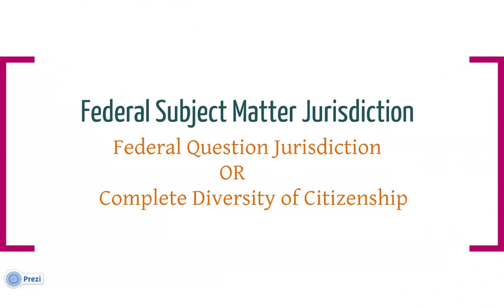Now, we're going to talk about federal subject matter jurisdiction. There are two types of subject matter jurisdiction. The first is federal question jurisdiction, which has to do with the subject matter of your claim itself. There's also complete diversity of citizenship, and this has to do with the plaintiff and the defendant who are parties to the case. And today we're only going to be talking about diversity of citizenship.